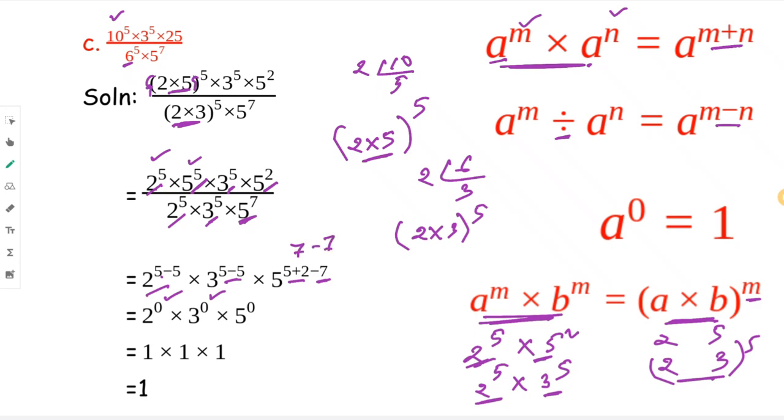And we already know if it is 2 to the power 0 into 3 to the power 0, no matter what, right? If the powers are 0, our answer is always 1. So 1 into 1 into 1, my answer is going to be simply 1.